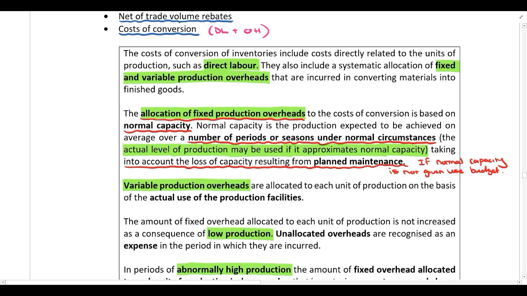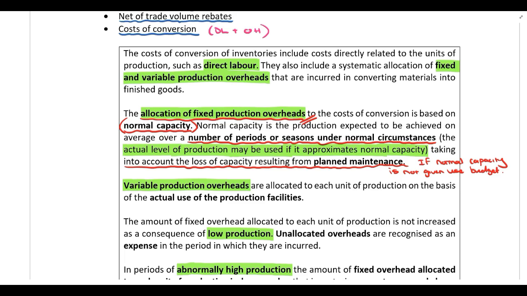So in terms of IAS 2, we should allocate fixed production overheads to the cost of inventory based on normal capacity. And then they even discuss what normal capacity is. It's the production that is expected to be achieved over a number of periods or seasons under normal circumstances. So it's not just your expected production for 1 year, but it's over a number of periods or seasons. So for example, we look at our production that's expected under normal circumstances over the next 5 years.